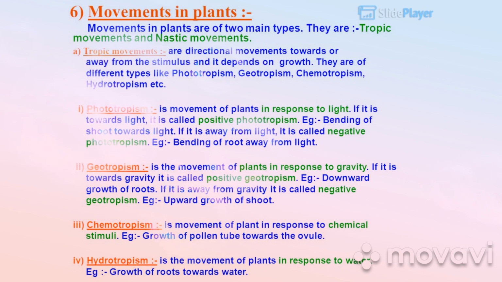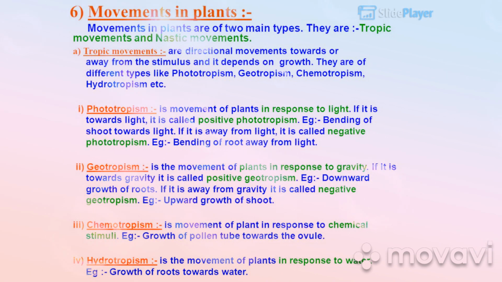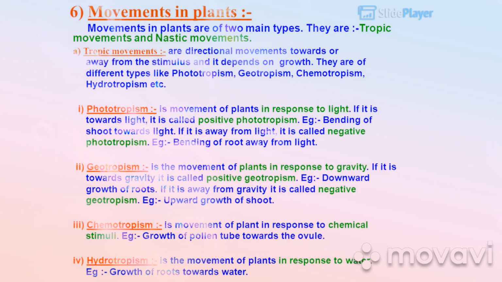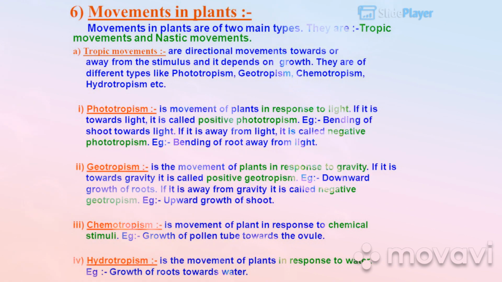Phototropism is movement of plants in response to light. If it is towards light, it is called positive phototropism, e.g., bending of shoot towards light. If it is away from light, it is called negative phototropism, e.g., bending of root away from light.